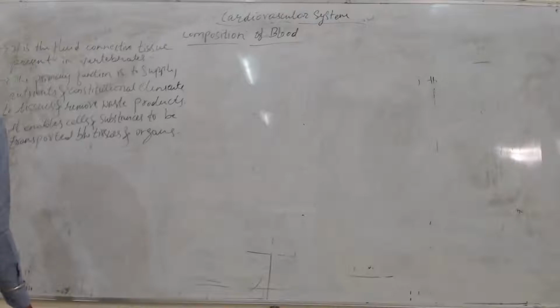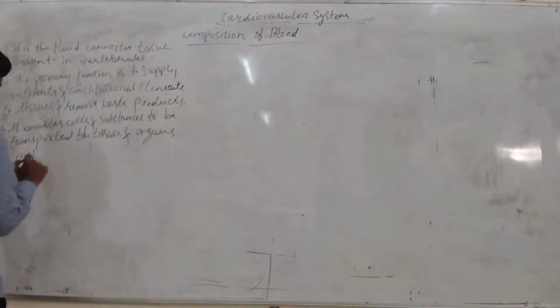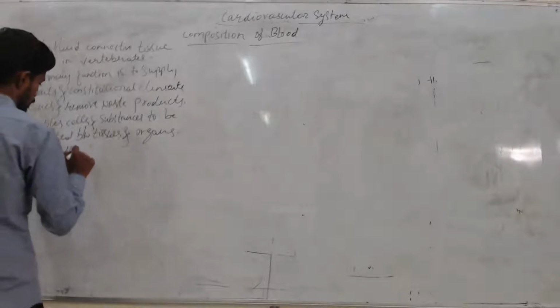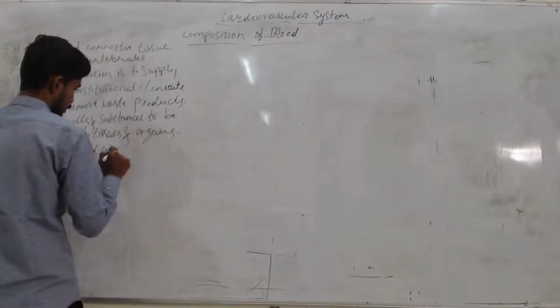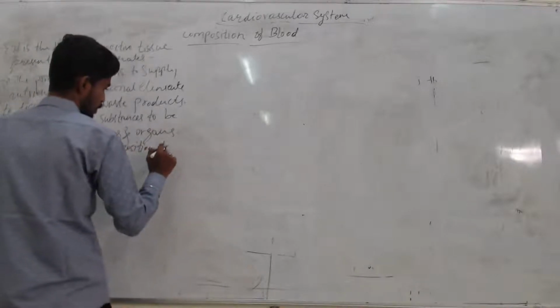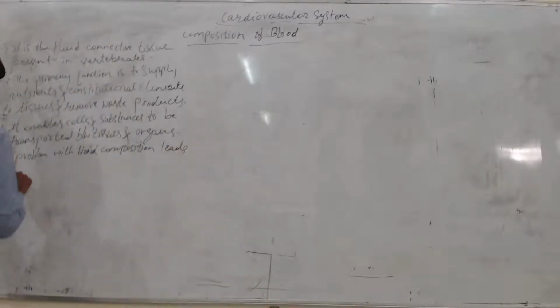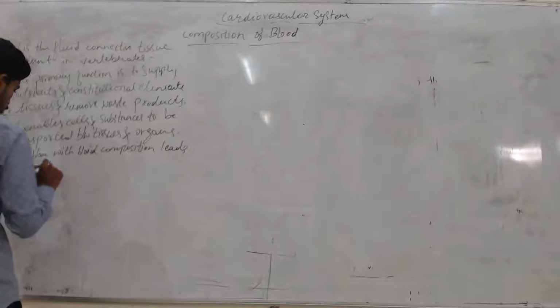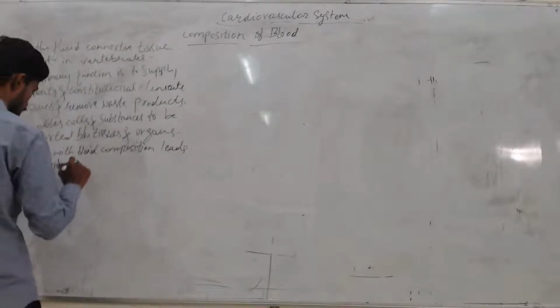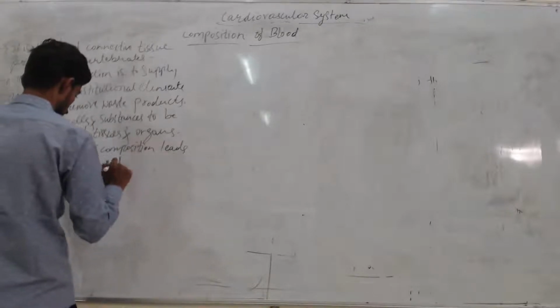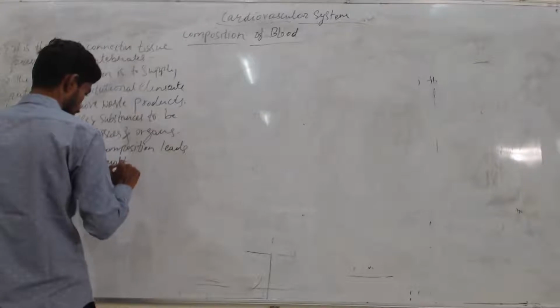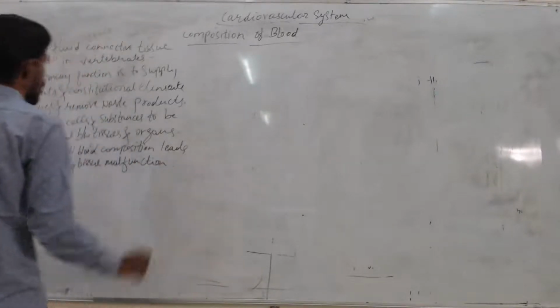Problems with the blood composition or circulation can lead to down nutrition and tissue malfunctions.